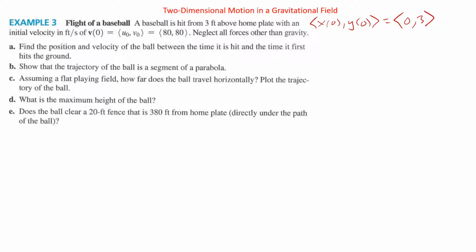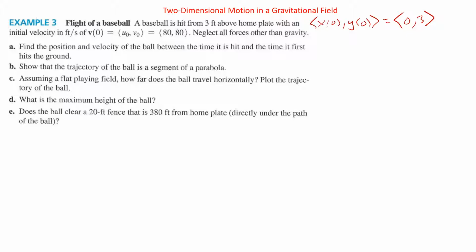And we're looking at feet per second, so we'll use the 32 for gravity instead of the 9.8. And so we have: find the position and velocity of the ball between the time it's hit and the time it first hits the ground, because after it hits the ground, obviously the function is going to change significantly. And so we have the equations. We can just plug it into the equations.